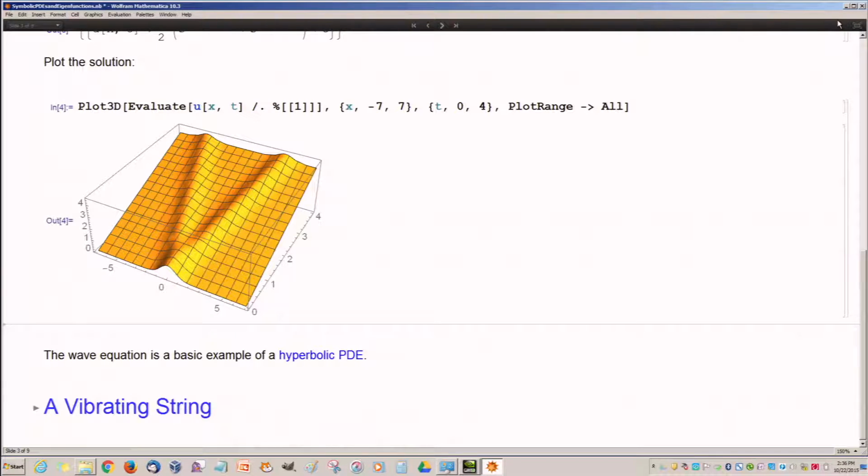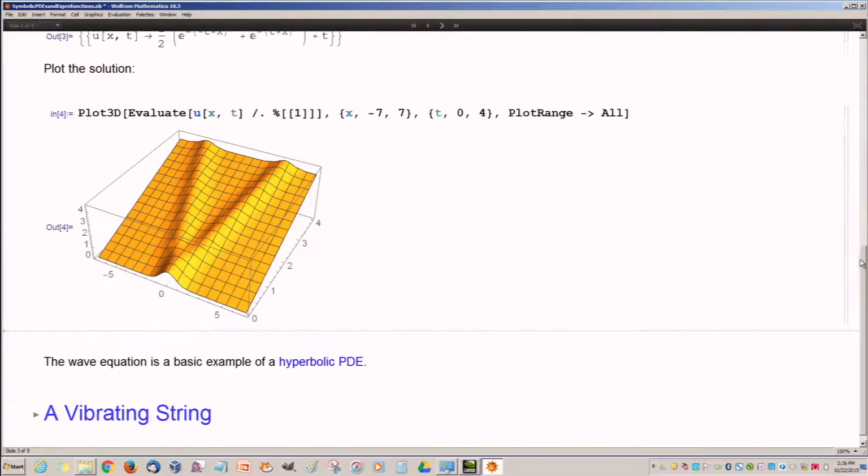And that's, of course, what you expect in the real world. You expect your signals not to get distorted as time goes by, so that's perfect. Okay, so that simple example actually captures everything you want to know about hyperbolic PDEs.